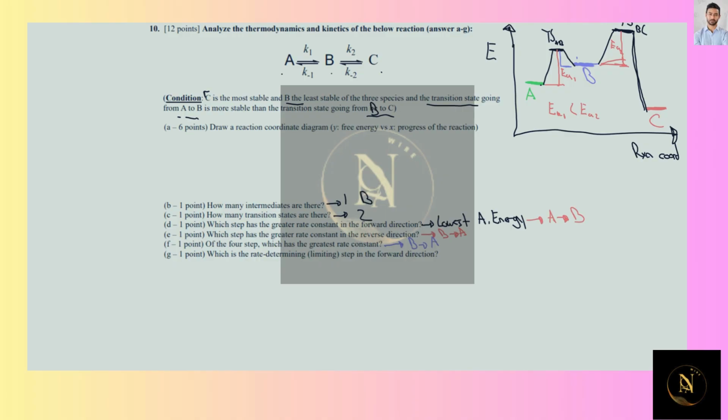And which is going to be the rate determining or limiting step in the forward direction? In this case, with the diagram that we generated, and with the condition of the activation energies that I stated over here, the limiting step would be going from B to C.